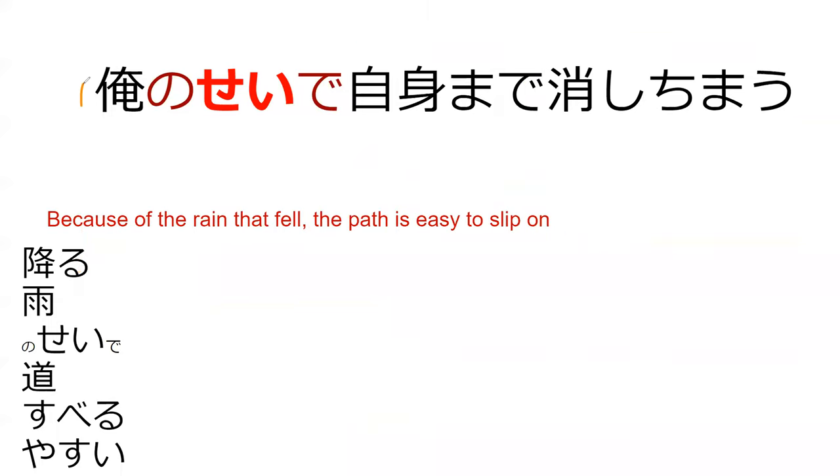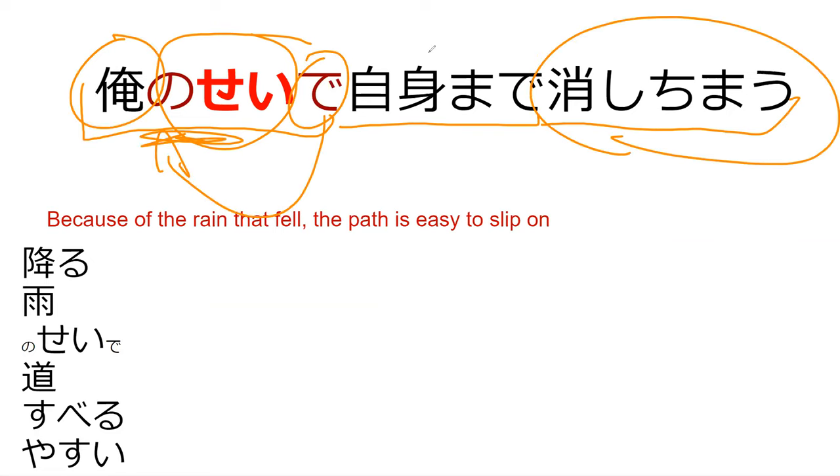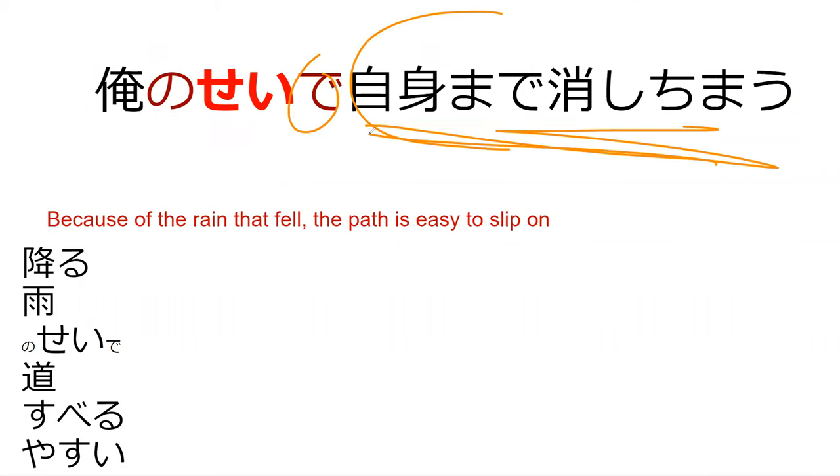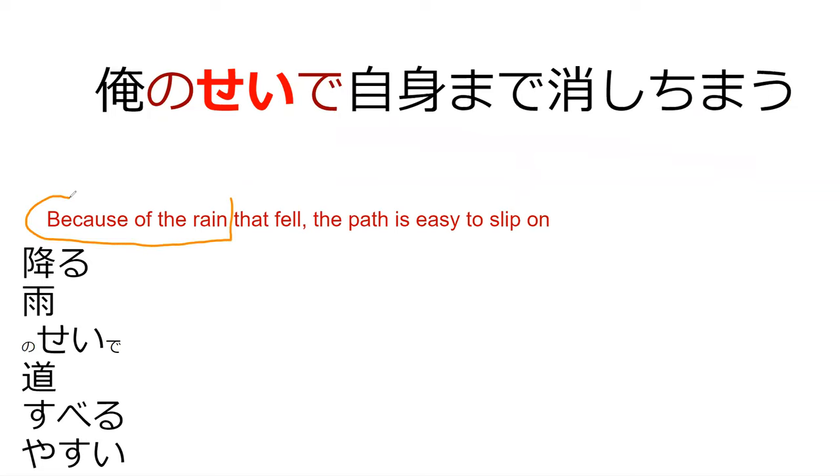So right here, I have a sentence that says, "Ore no sei de jishin mare kashimao," which means, by the fault of me, using me as a tool for the fault of, I completely disappear myself. So this de is saying it's the cause, basically, the tool used to accomplish this verb. How would you say because of the rain? How would you say that using no sei de and ame? Because of the rain.